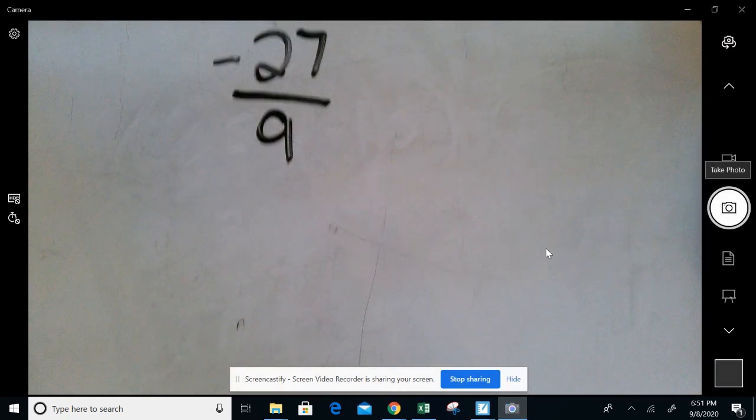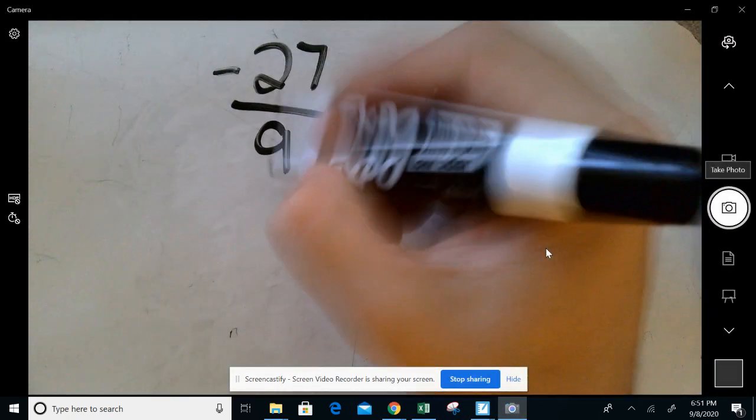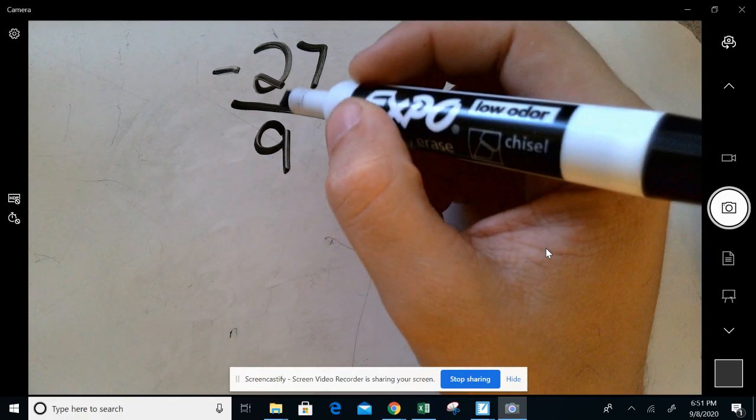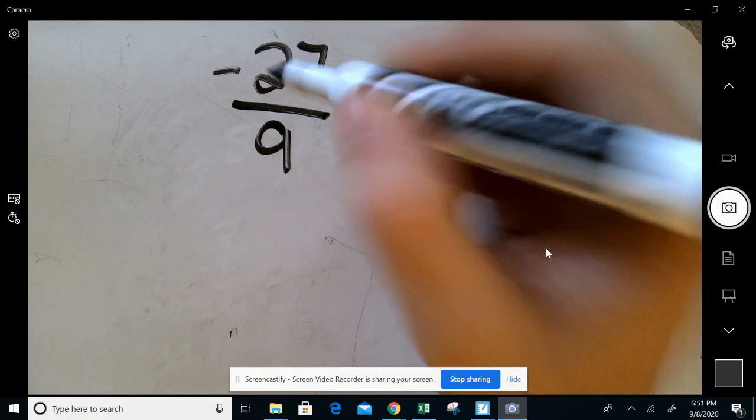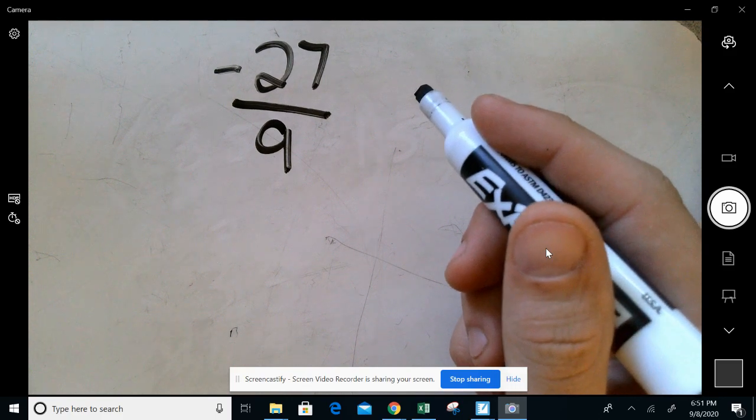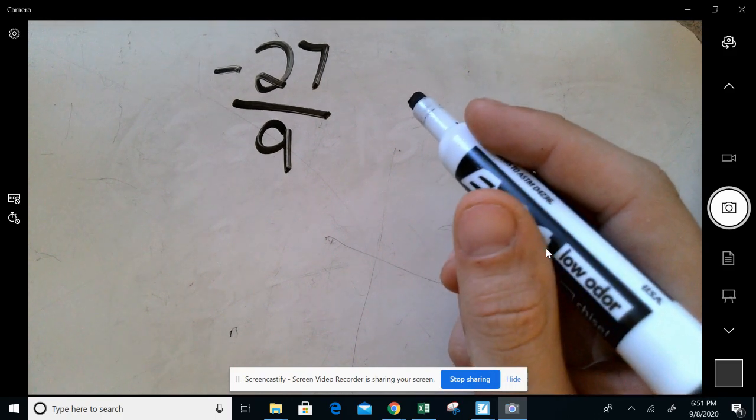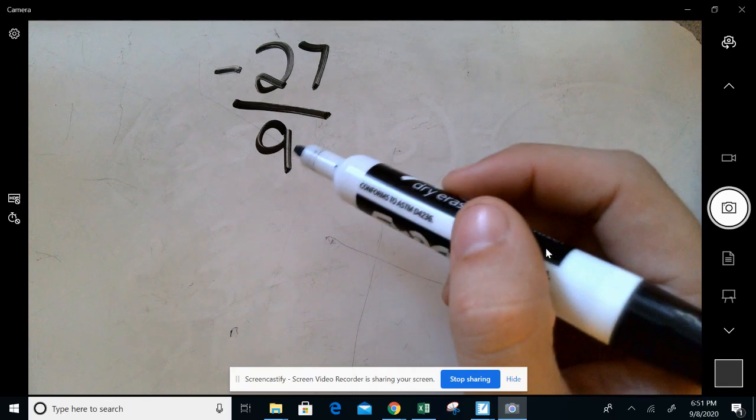All right, so first example, negative 27 divided by 9. Looks like a fraction, and it really kind of is. Fractions and division are the same things. You can think about it either as reducing a fraction if you want, or dividing, as long as it looks like this, obviously.